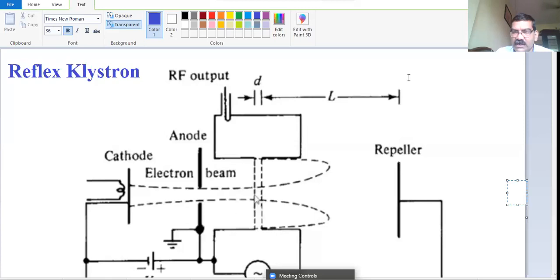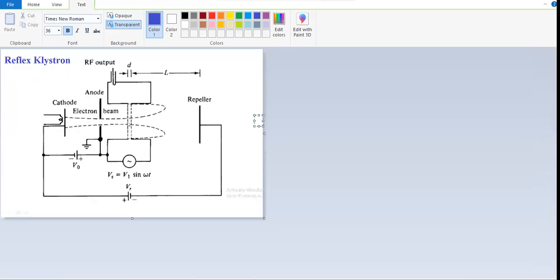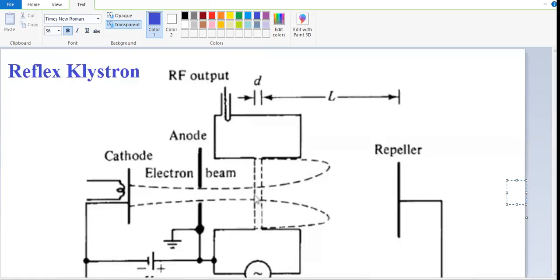We will start today's topic. Today's topic is the reflex klystron. This reflex klystron is a klystron oscillator. Here you can see this reflex klystron.